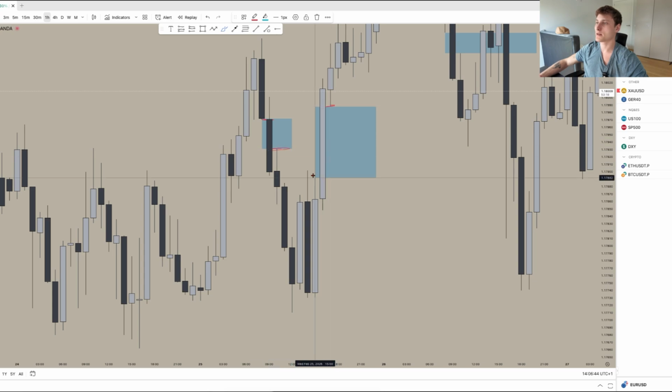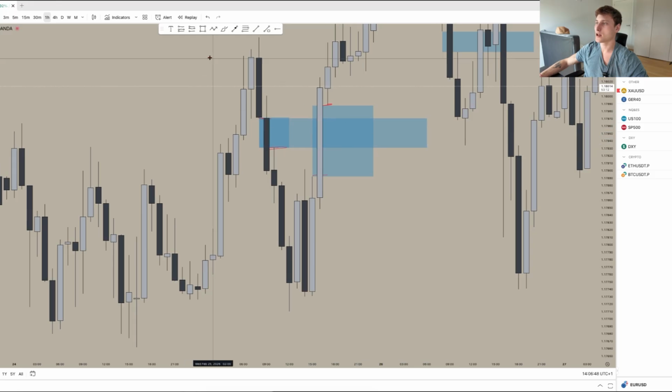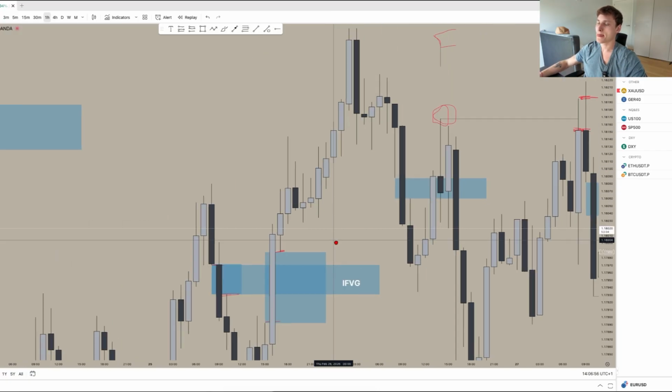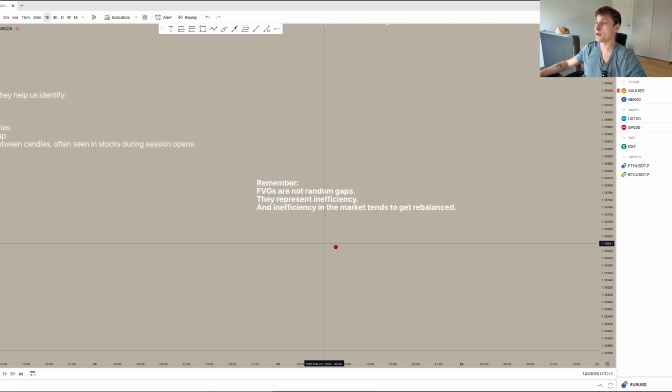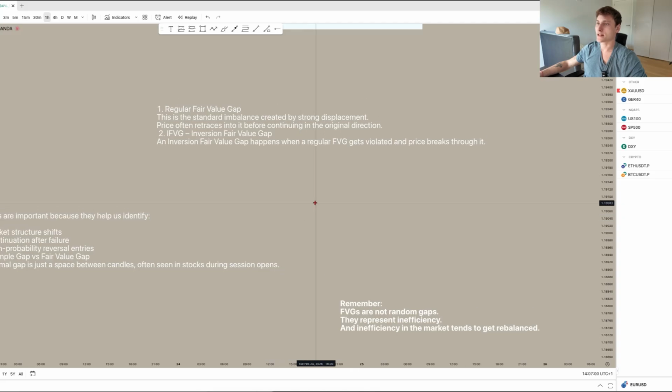And this is imbalance number two. So this area between these two imbalances will be called IFVG, which stands for inversion fair value gap. An inversion fair value gap happens when the regular fair value gap gets violated and the price breaks through it.